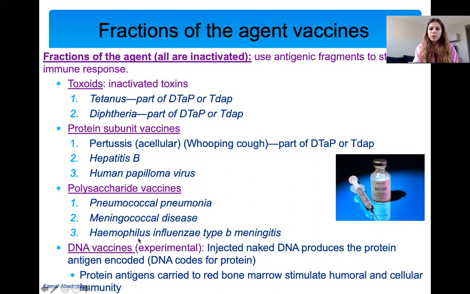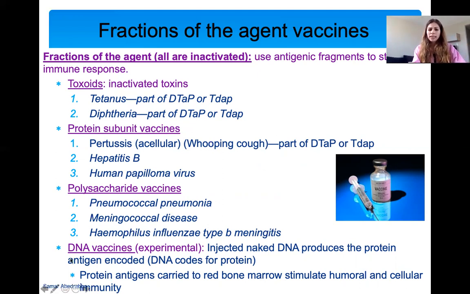Polysaccharide vaccines are when we take polysaccharides, remember, sugars that mount an immune response in an individual, and we use them as vaccines. So pneumococcal pneumonia, meningococcal disease, Haemophilus influenzae type B meningitis. Anytime you see the word meningitis, this is very deadly. It's not something you want to get. It affects the meninges, or coverings in the brain area.